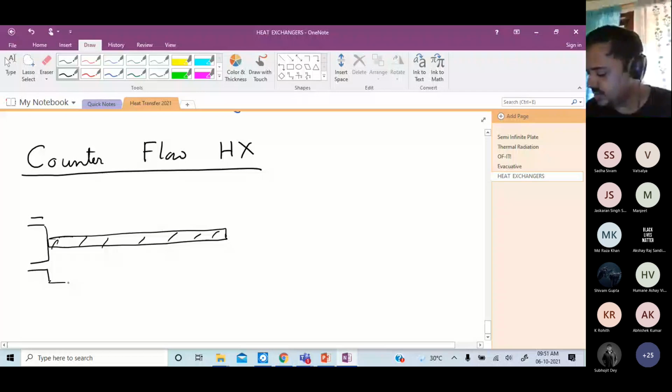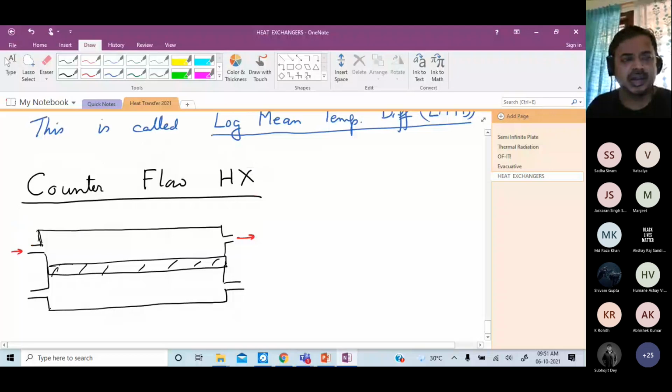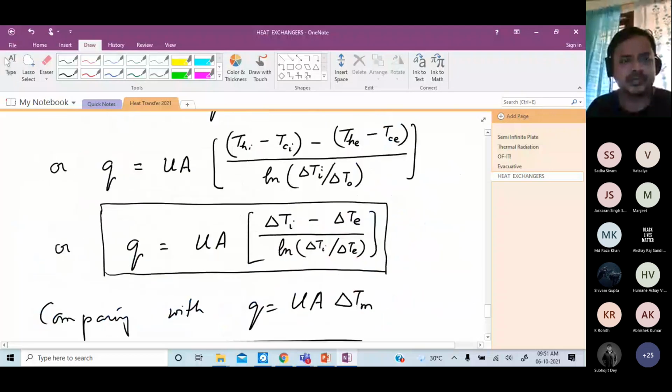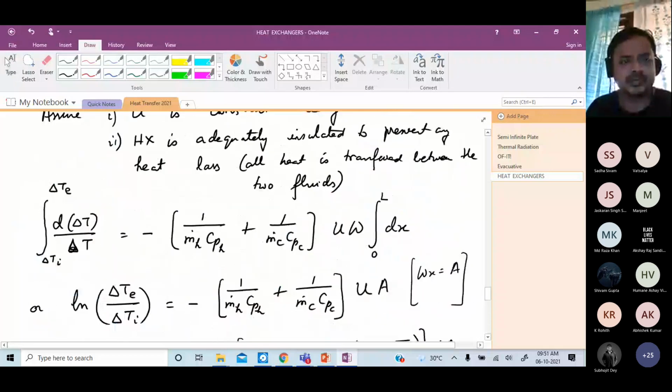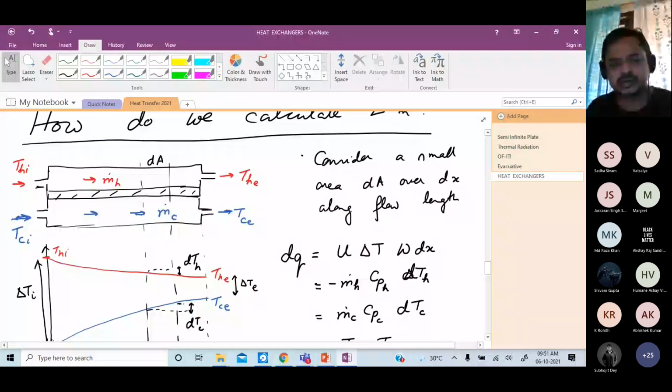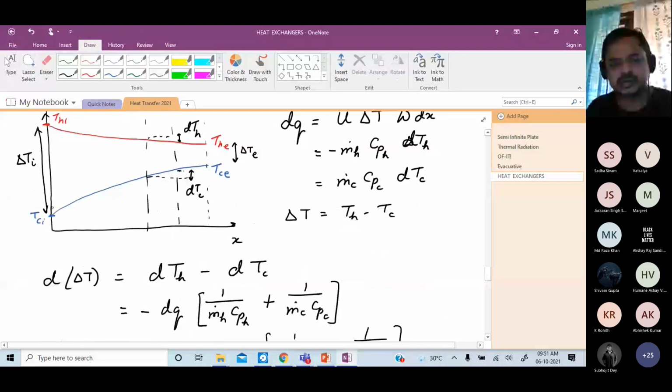In the first case, as before, let us say, did I draw the hot fluid at the top last time? Yeah, at the top. Okay. Same. So the hot fluid, THI, THE, m dot H. But instead here, the difference is the cold fluid, I am reversing the direction. TCI, TCE.